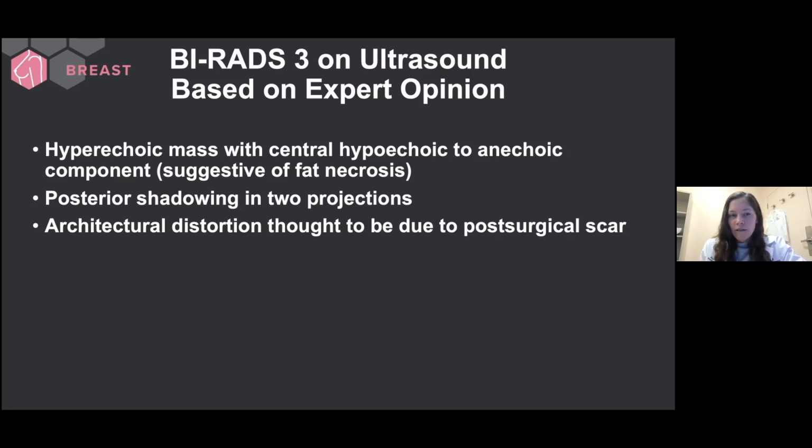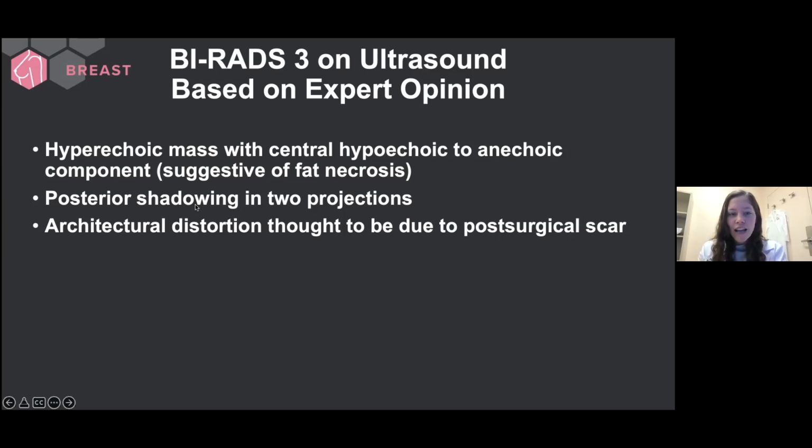And I showed an example of fat necrosis that we gave a BI-RADS 3 to. The other 2 that are listed in BI-RADS 3 are a posterior shadowing seen in 2 projections without a definite mass, or architectural distortion thought to be due to post-surgical scar. These are not findings that in my group we give a BI-RADS 3 to, and I think it's likely that in a new BI-RADS these will no longer be listed.